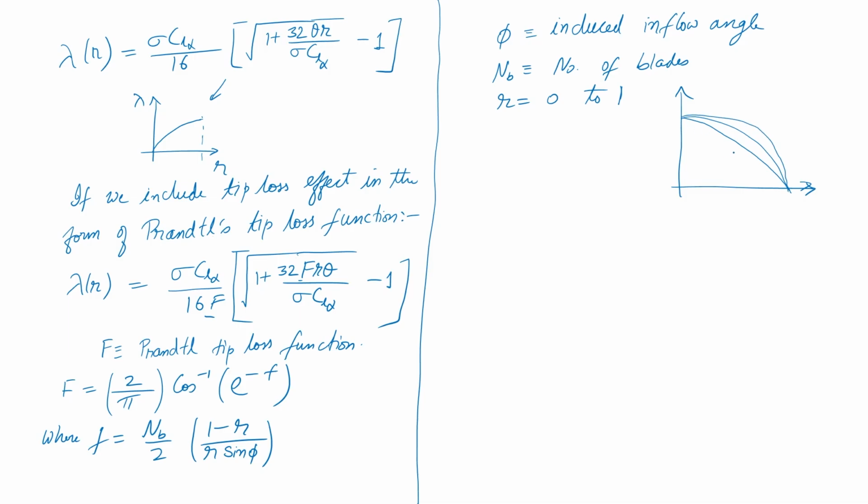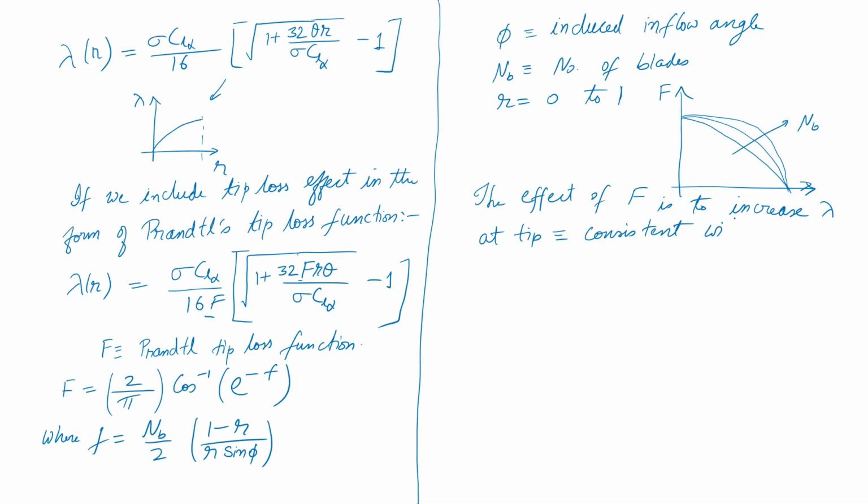And if you go and plot this capital F as a function, okay, so this changes like this with number of blades. This is capital F. So, capital F looks like this, and the effect of capital F is to increase lambda at tip. Okay, so this is consistent with experiments.